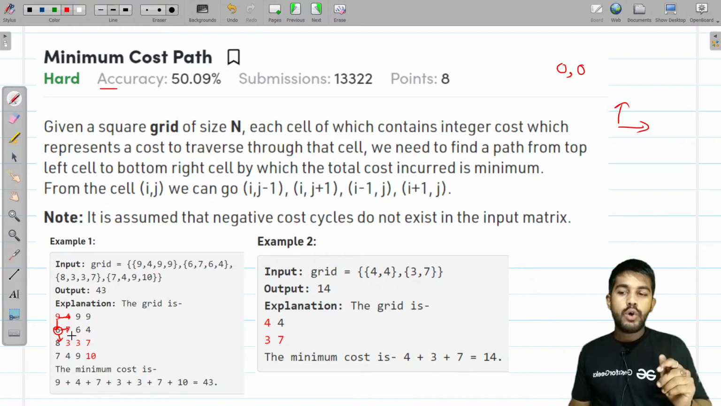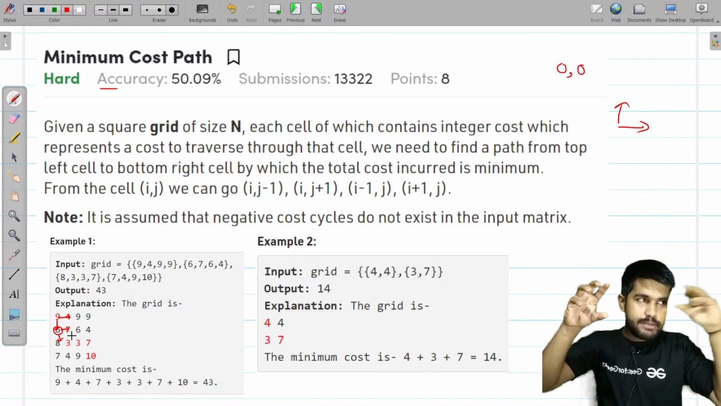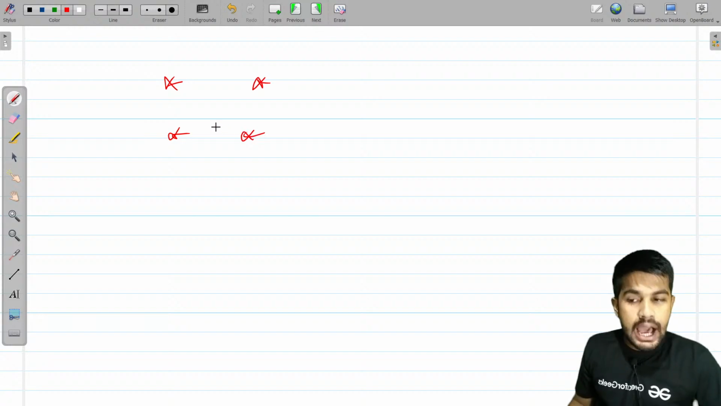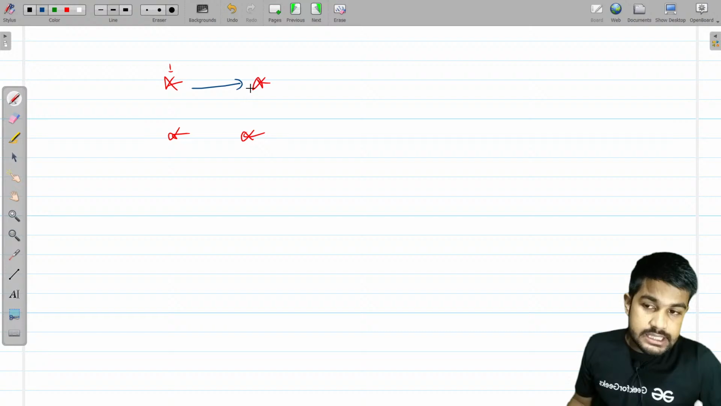So what we are doing is first we are taking the first point. We know that coming to this point, the minimum cost is this point plus this point. I would show you. Suppose this is a cost, this is a cost, this is a cost, this is a cost. So I know that the cost of this point is the value of this point, and the cost to come at this point is the value of this point itself.